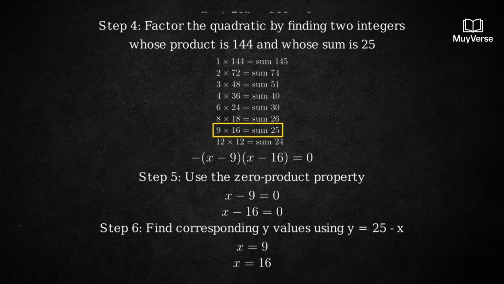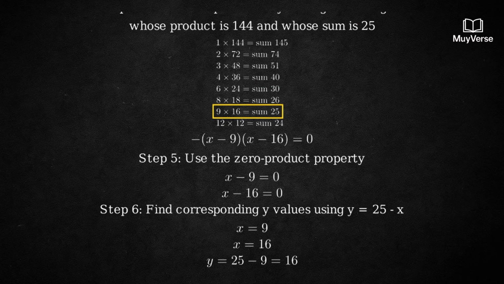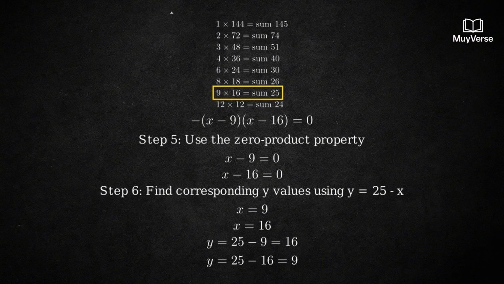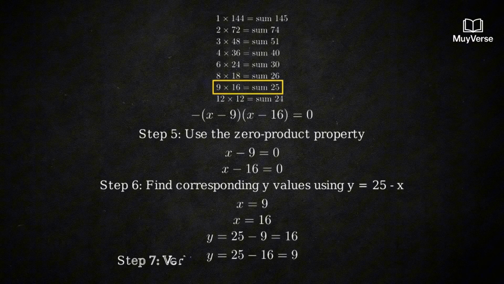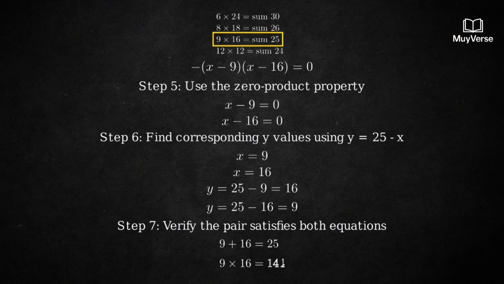Now, we need to find the corresponding y values using our equation y equals 25 minus x. If x equals 9, then y equals 25 minus 9, which equals 16. If x equals 16, then y equals 25 minus 16, which equals 9. Step 7. Let's verify that these pairs satisfy both original equations. For both pairs, x plus y equals 25, and x times y equals 144.